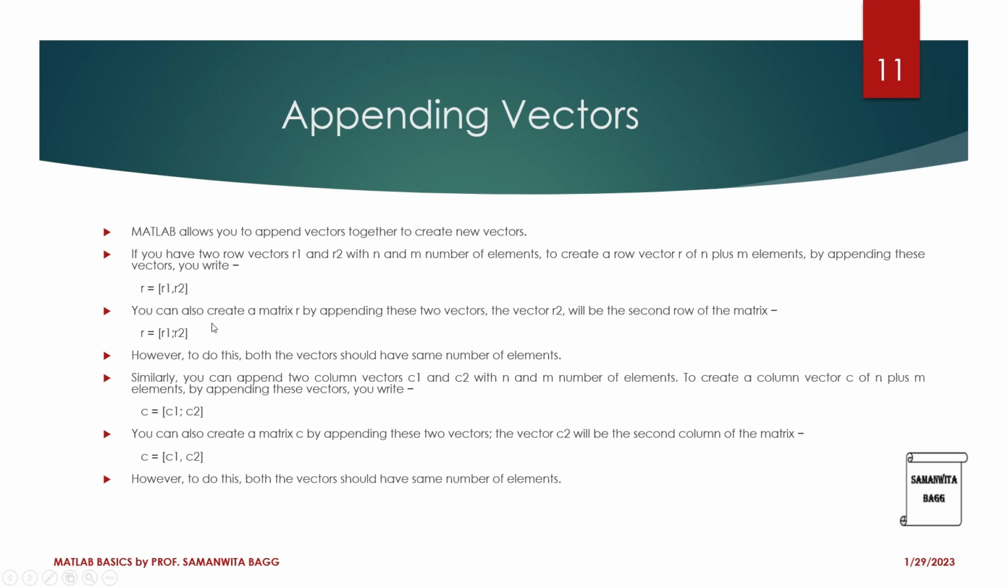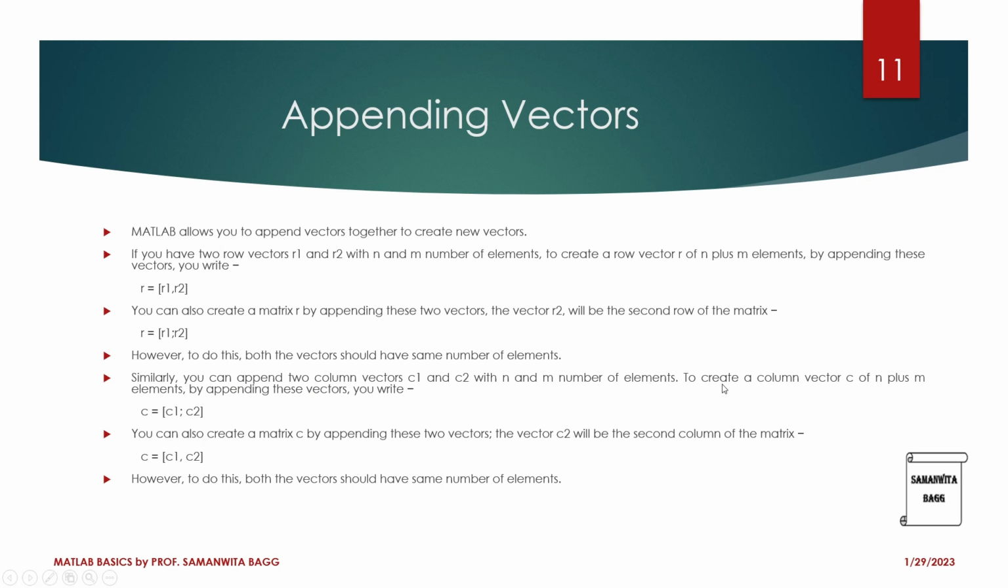You can also create a matrix by appending two vectors. The vector R2 will be the second row of the matrix. You can also write it this way, R is equal to R1 semicolon R2. So you will have two rows now. However, to do this, both the vectors should have the same number of elements. This is very important.